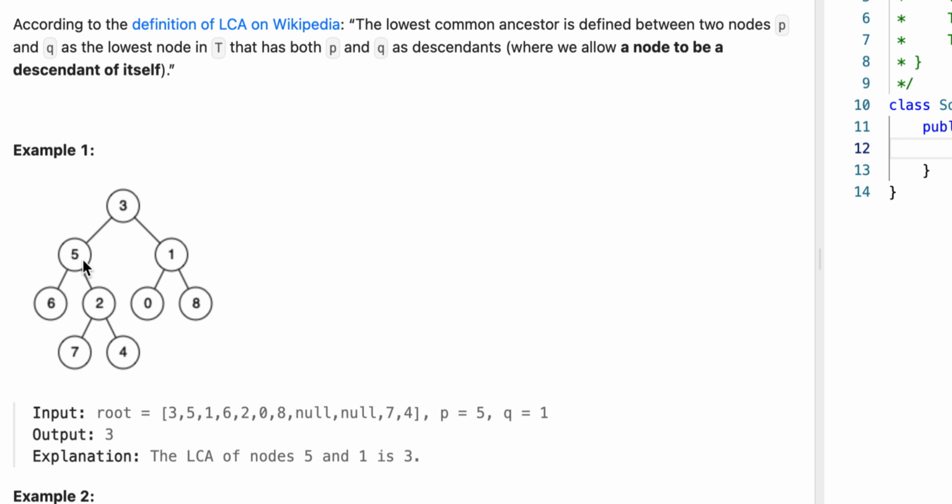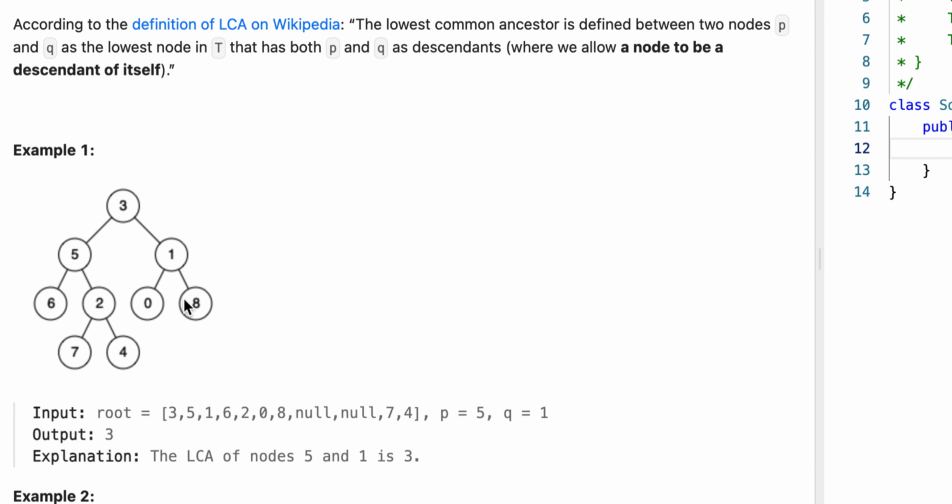If we take another example, 5 and 4. Remember, any node can be a descendant of itself. So if we are given 5, 5 is also a descendant of itself, and we need to find the lowest common ancestor. 3 is connecting both 5 and 4, but it is not the lowest common ancestor. 5 itself can be the LCA. So 5 is the answer for 5 and 4, because 5 is connecting with itself and with 4 also. Similarly, for 5 and 7, the answer will remain the same, 5.